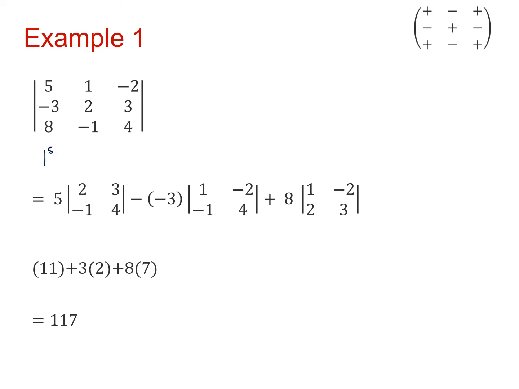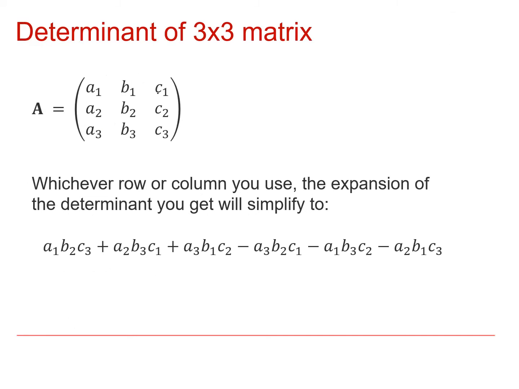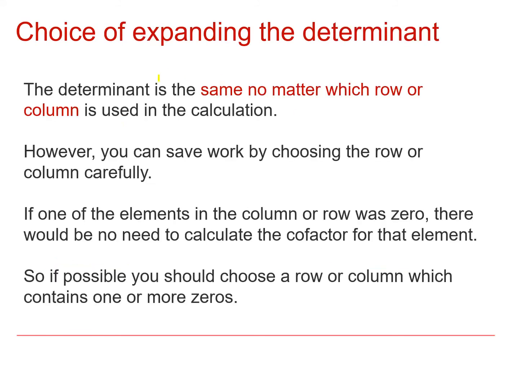This has been expanded by the first column just to show that whichever row or column you do it by, you'll get the same result. So if you're finding the determinant of a 3 by 3 matrix, whichever way you work it out, it always boils down to this same relationship between the individual elements. You can try that for yourself. Hence, it doesn't matter which row or column you expand by, you're going to get the same result for the determinant.